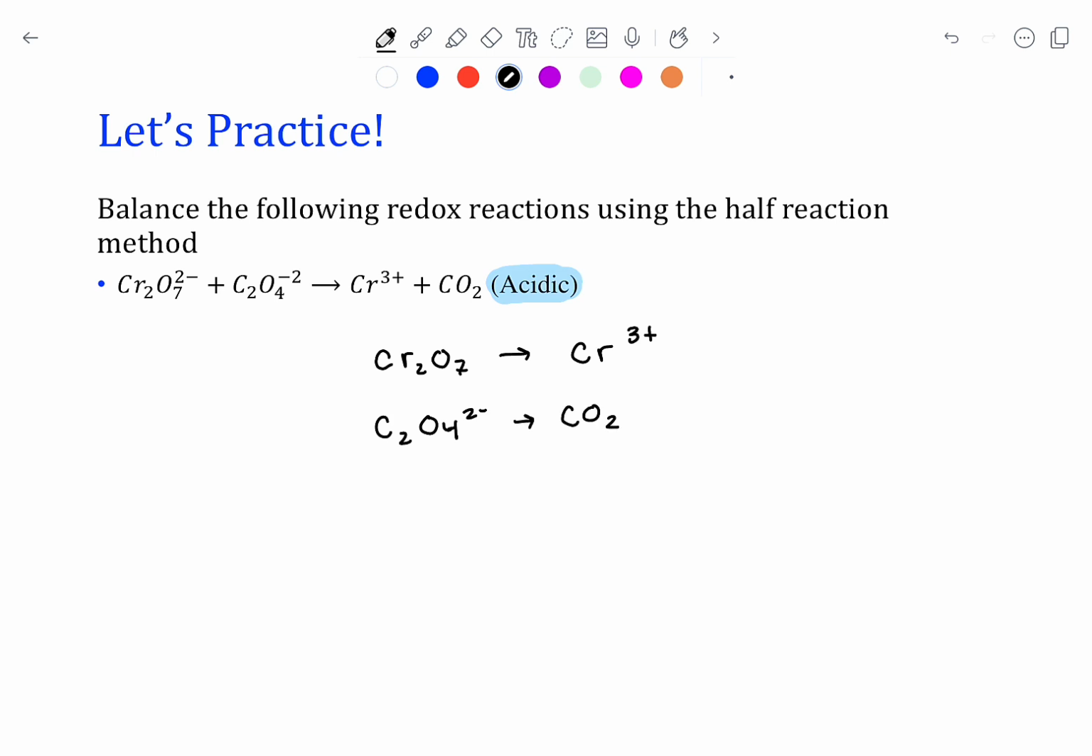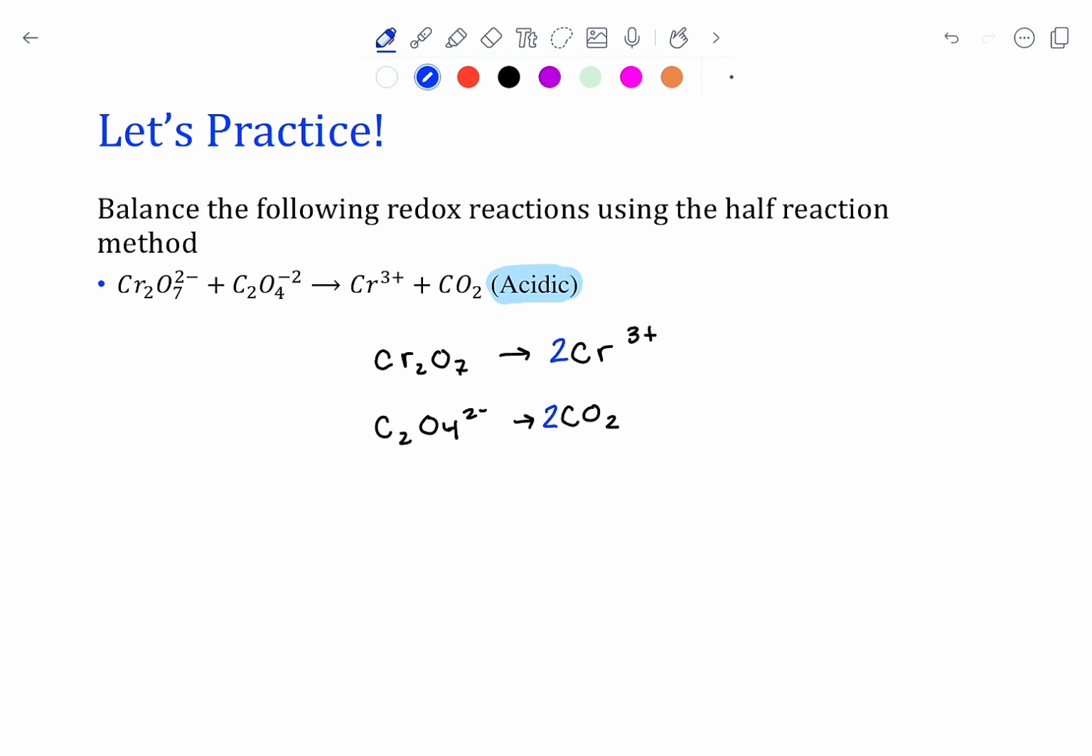Our first step is to balance everything but oxygen and hydrogen. So we need a 2 in front of our chromium and a 2 in front of our CO2 to balance out the chromium and the carbon on both reactant sides. Okay, we haven't had to do that in one of our practice problems yet, so this is the first one where we're seeing that. So hopefully we didn't miss that, because that's what's going to help us with our charges.